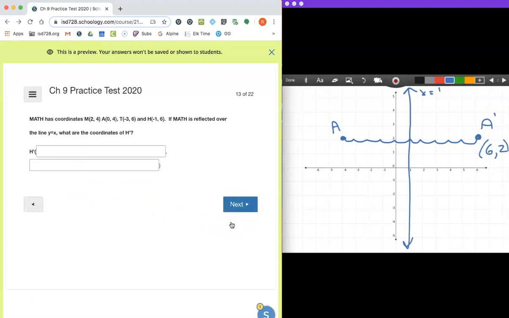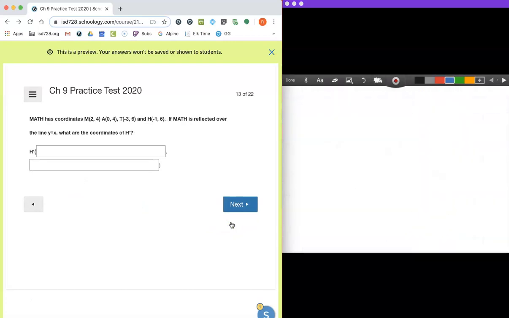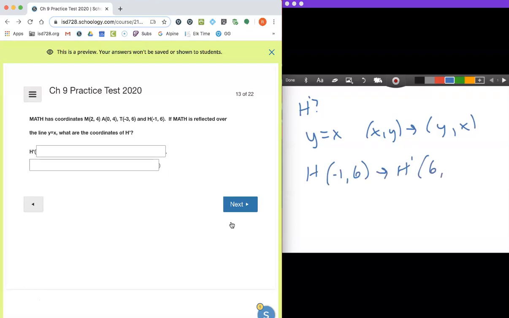All right, now we're doing the line y equals x. You can do this on a picture. You're more likely to just use the rule tomorrow. So I want to know what H prime is. Okay, the rule for y equals x is going to be to take your x, y, and reverse them. Okay, so H is at -1, 6. That's going to land on H prime of 6, -1. We're just flip-flopping them. So 6, -1.